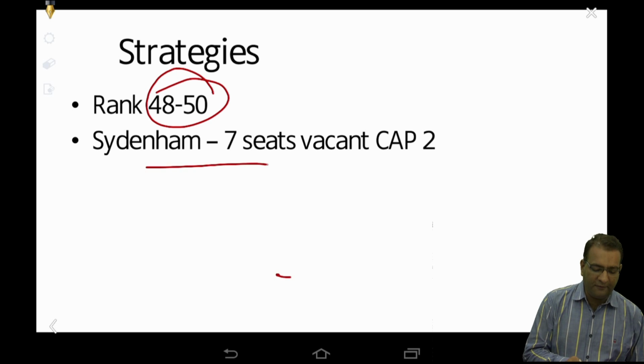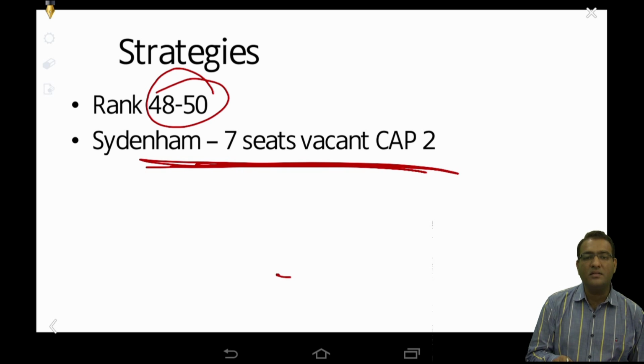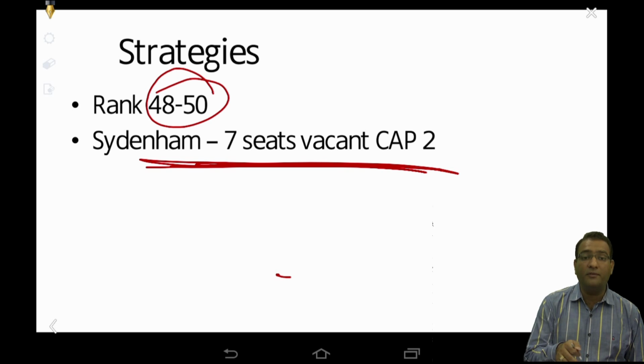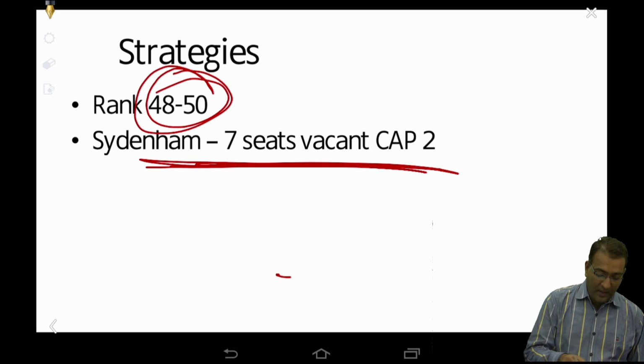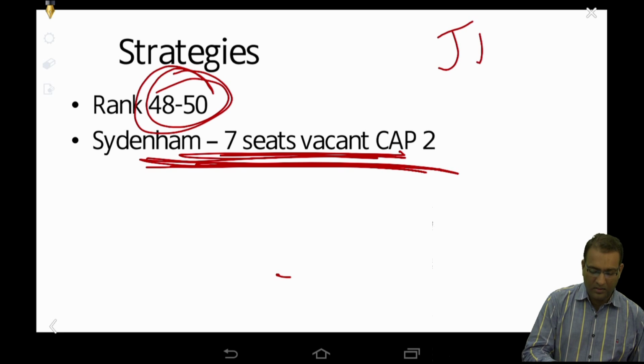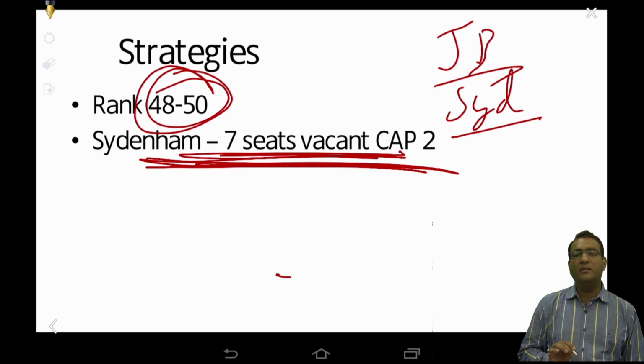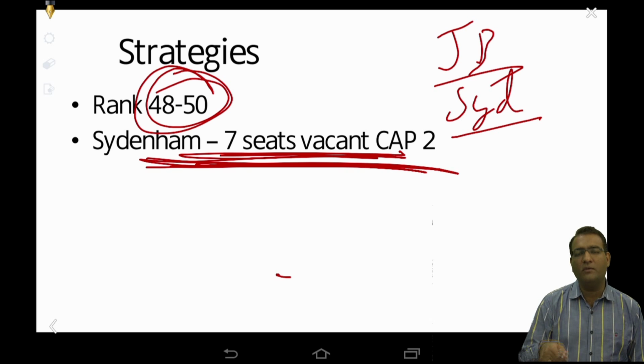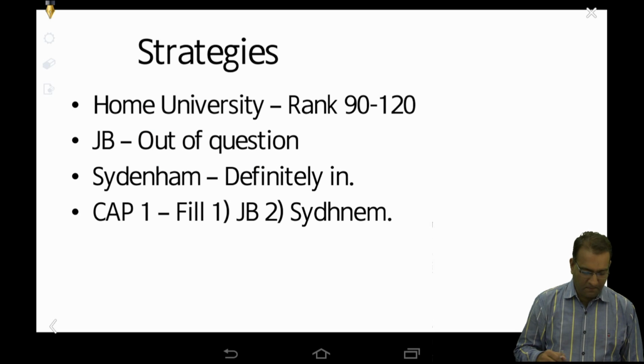Right? Definitely Sidnam, very high chances. Rank 40 to 50. In fact, to be honest, JB, but Sidnam is certain to come. Right? So put JB and then Sidnam, and that's it. You are going to get Sidnam and then the float option. That's simple. And obviously, I'm not talking of rank 1 to 40. Means you are going to get JB. So what's there to discuss?